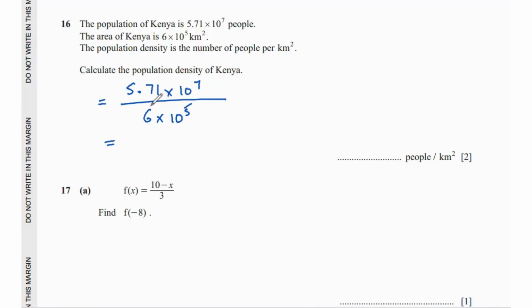So 5.71 divided by 6 is 0.9516 times 10 to the power of 2, because 10 to the power of 7 and 10 to the power of 5 have the same base. So we subtract the powers, that's 2. So now we write this in standard form. So that's going to be 95.16 people per kilometer square. If you want to round it, you can round it, you can leave it as it is. Either way, it's correct.